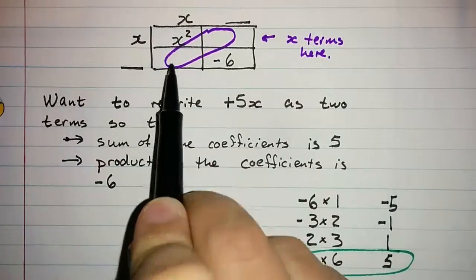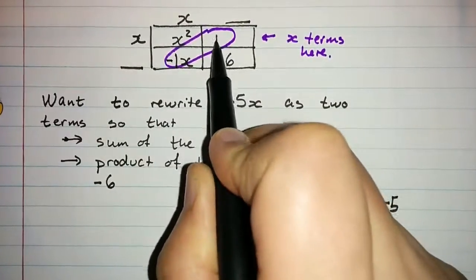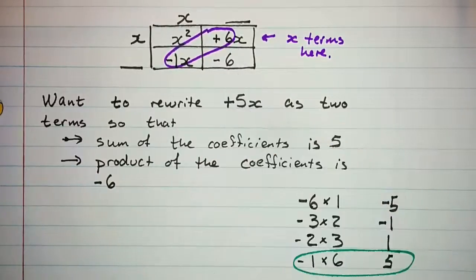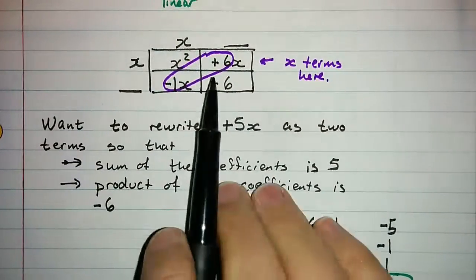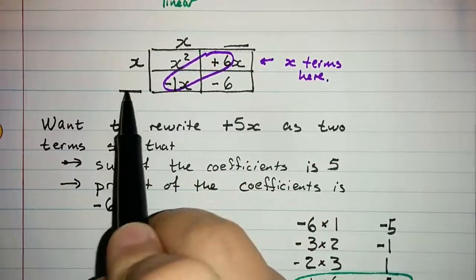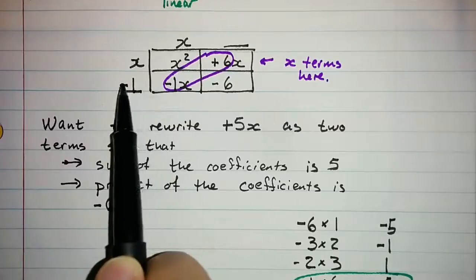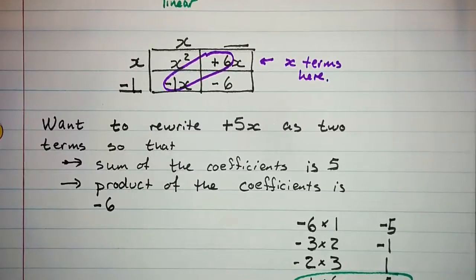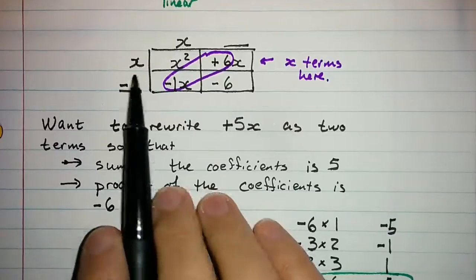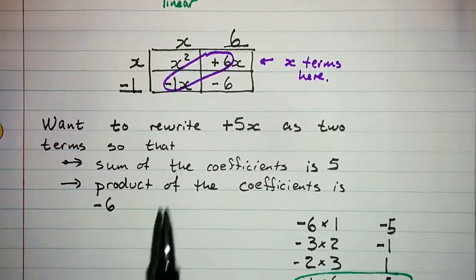So we'll have, it doesn't matter which order I write them in, -1x, +6x. And then, what will my greatest common factors be? In this row, I think my greatest common factor will be just -1. Right? X times x is x squared. -1 times x is -1x. Pretty good. X times what is 6x? Well, x times 6 is 6x. Is it true that 6 times -1 is -6? Why, yes it is.